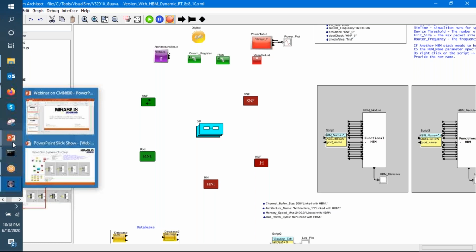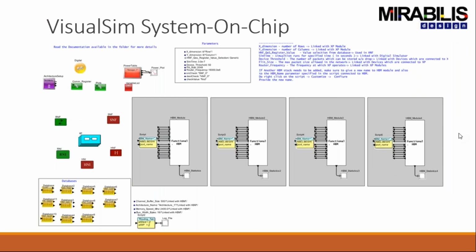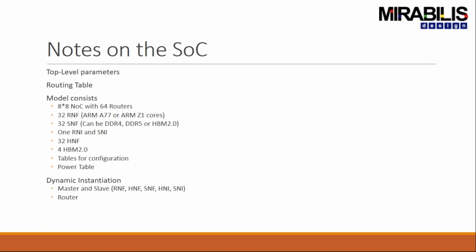As we said, there are 64 XPs in the current demo model. We have 32 RNFs, which can be used to plug in the ARM A77 cores to generate requests to the HNFs. Then we have 32 SNFs, which can be DDR4s, DDR5s, HBMs, or HBM 2.0. For this particular use case, in order to maximize the snooping use case, we made very few RNFs and HNFs. Then 32 SNFs, and since we are using HBM 2.0, we have done 4 stacks of it. And then different tables for configuration.